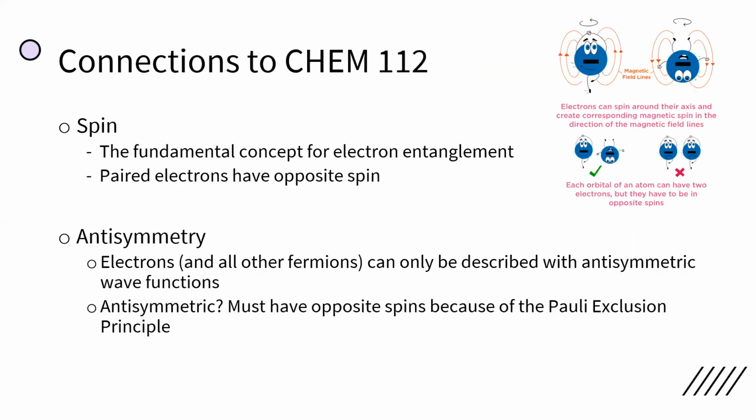If you want to learn more and get a better base for your study of quantum entanglement, you can take Chem 112 here at UC Merced. We discussed spin, this fundamental concept for electron entanglement that we discussed earlier. Like we said, due to the Pauli exclusion principle, no two electrons that are paired can have the same spin. They must have opposite spin. So these electrons can always be described using anti-symmetric wave functions. And this is the basis for the Pauli exclusion principle.